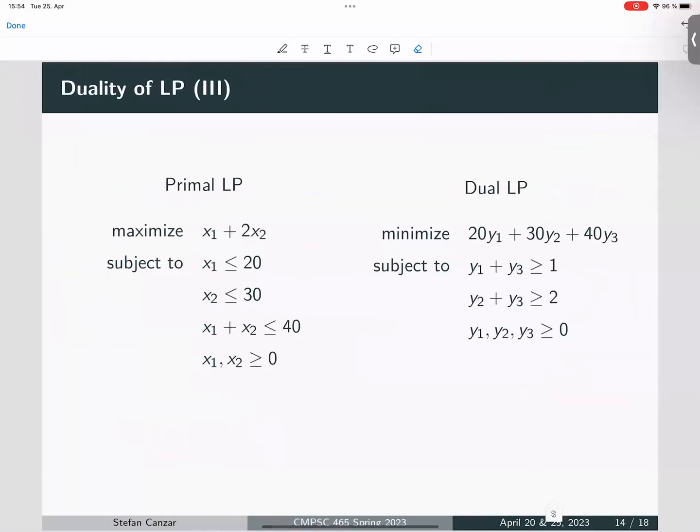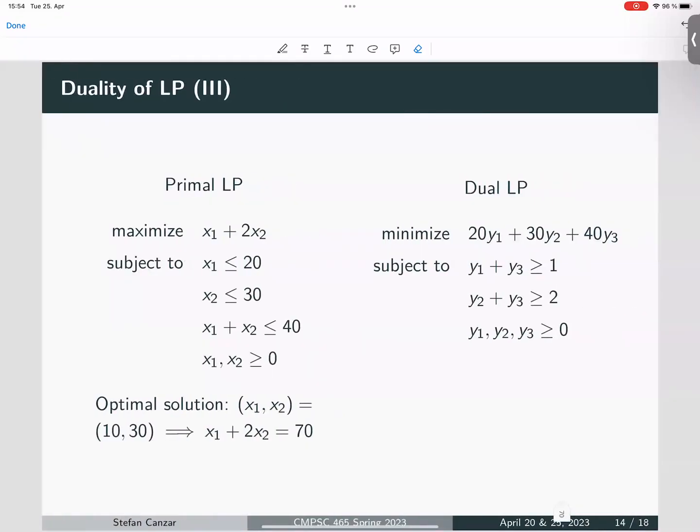And okay, so the next step. We said now that by construction, the way we constructed this dual linear program, any solution to it will provide an upper bound on any solution of the primal. And this is similar to capacities of cuts versus flows in networks. And there we had this additional property that they actually match at the optimal solution. So let's see if that's what's happening here. If I take the optimal solution for the primal linear program, what we had before is actually optimal. So setting x1 equal to 10 and x2 equal to 30, we get a score of 70.